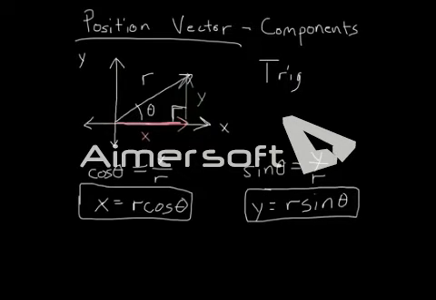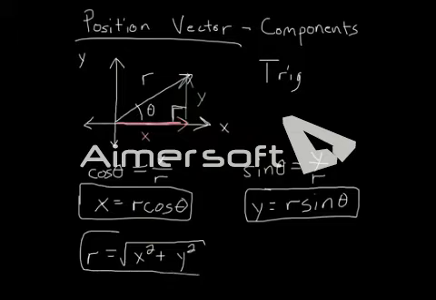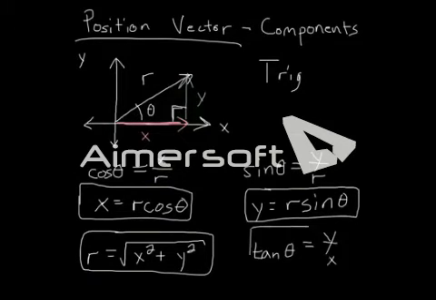I can use the Pythagorean theorem. I can find what r is equal to. r is equal to the square root of x squared plus y squared. Pythagorean theorem for a right triangle. And the final piece of trig that we would want to know, tangent of theta, is equal to the opposite side over the adjacent side. So it's going to be equal to y over x for this particular case. These are the four kinds of things that you'll need to be able to do to find the components of any vector.